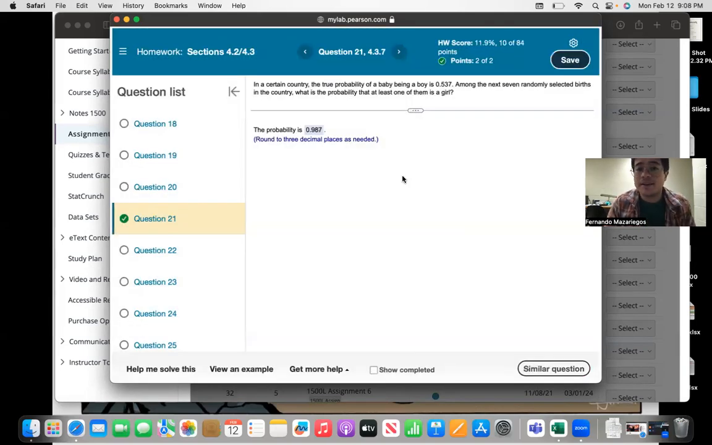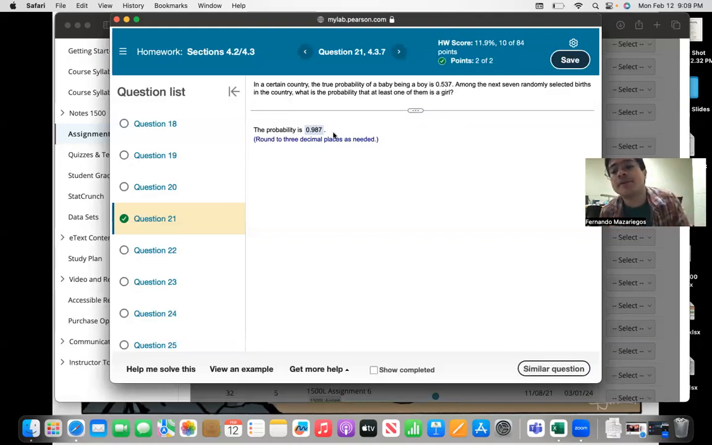And it makes sense, right? If seven babies are born and basically half of the probability is of those being girls and half being boys, we would expect that at least one of them is going to be a girl. So that's why this probability is very, very high.